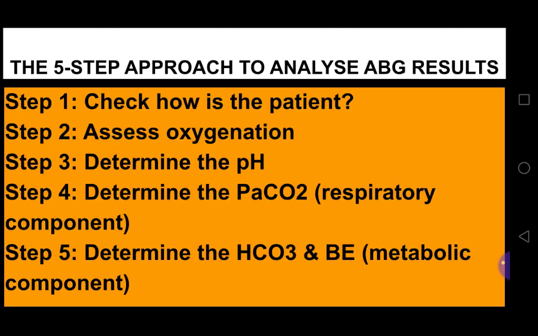Now coming to the topic of analyzing arterial blood gas results. There is a 5-step approach. There are 5 things which we have to consider when analyzing arterial blood gas results. First and the most important is to check how is the patient. Second one is assess oxygenation or PaO2. Third is determine the pH. Fourth step is determine the PaCO2, that is the respiratory component of acid-base balance. And the fifth step is determine the bicarbonate and base excess or the metabolic component of acid-base balance.